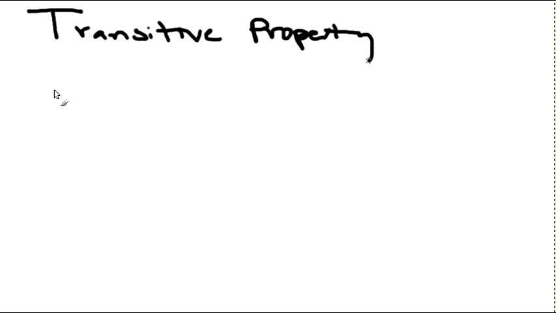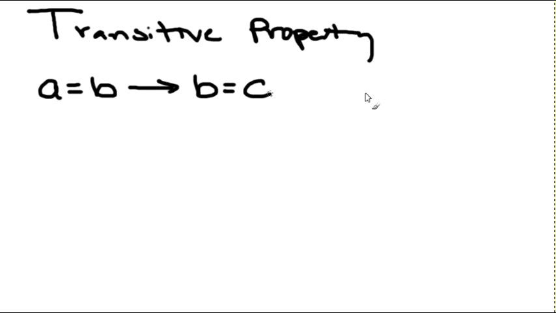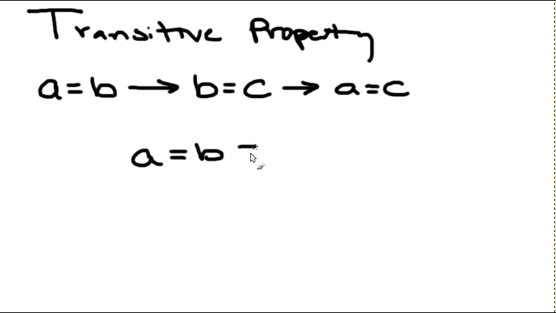So if A is equal to B and B is equal to C, then A is equal to C. So hopefully that cleared it up a little bit. You can kind of think of it like this. A is equal to B and B is equal to C. And then you can kind of just take out the middleman and you get A is equal to C. So hopefully you understand that.